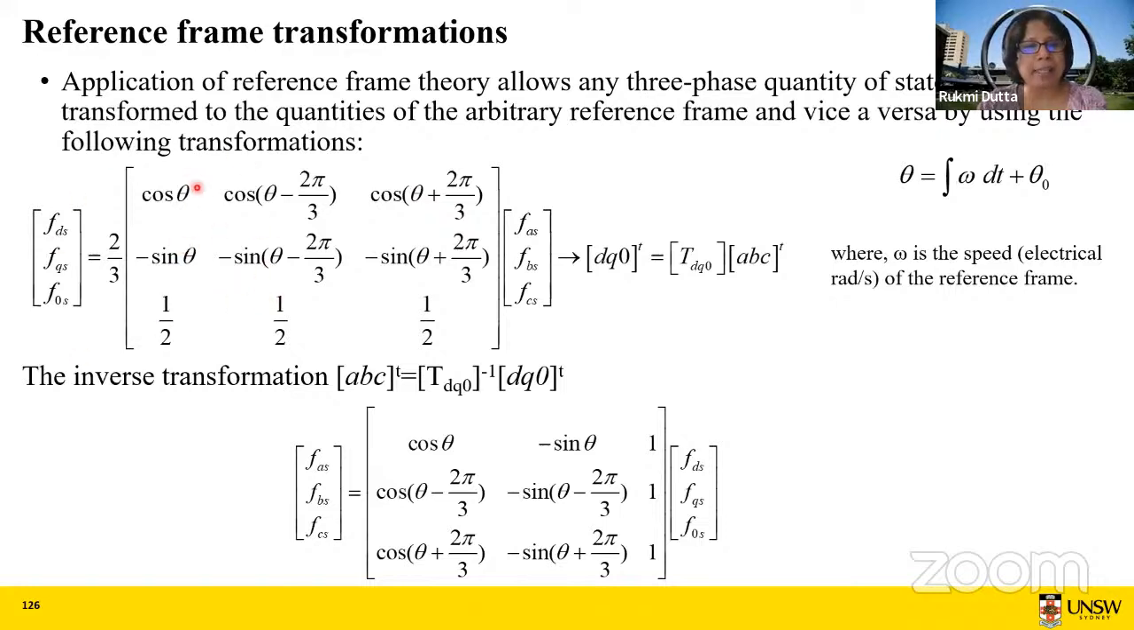So if we multiply our ABC quantities, this ABC quantities could be current, voltage.